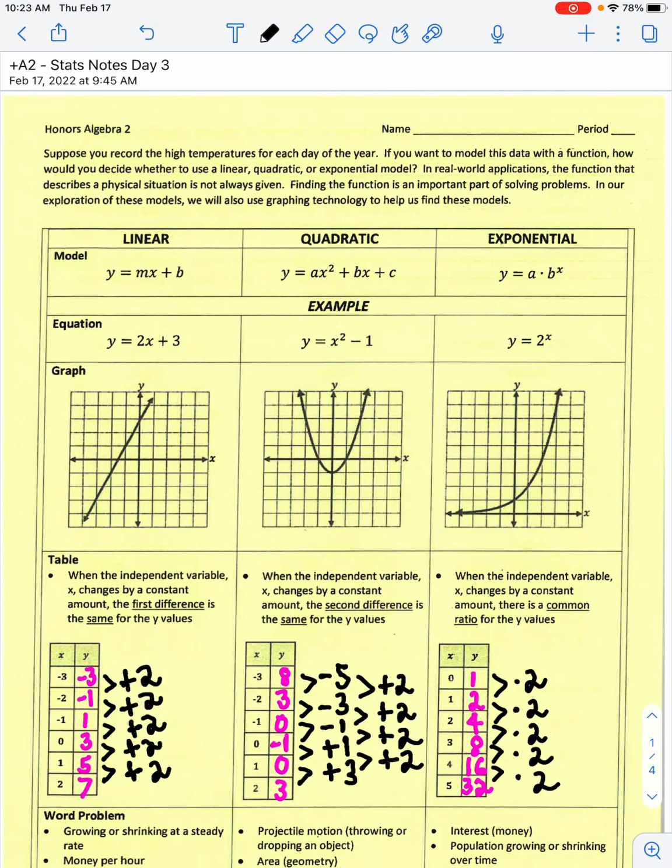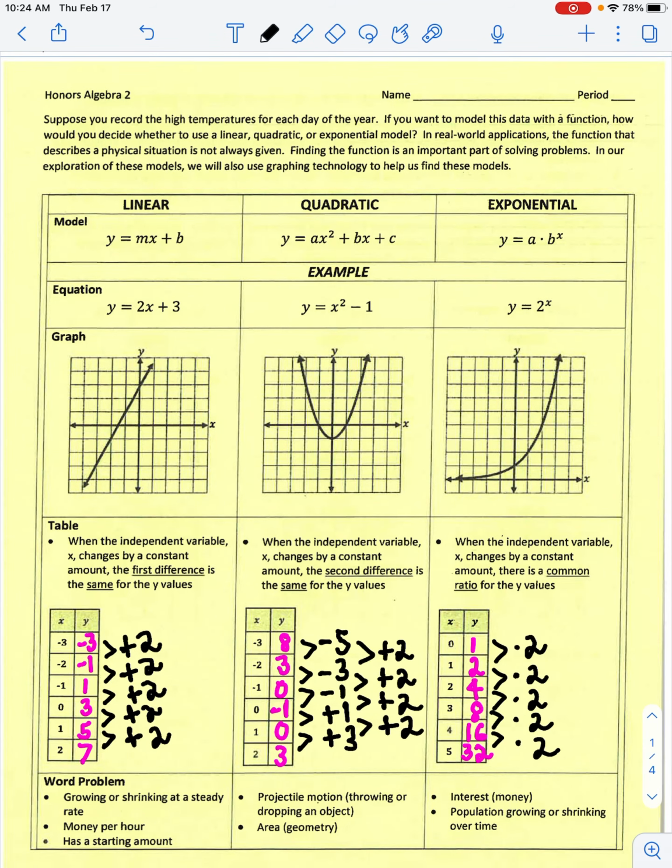Sometimes with exponential models, especially when output is fractions, it's just best to take the ratio of one value over the previous value. And sometimes it's obvious, like here, you're multiplying by 2 each time. But the common ratio is the same in exponential models.